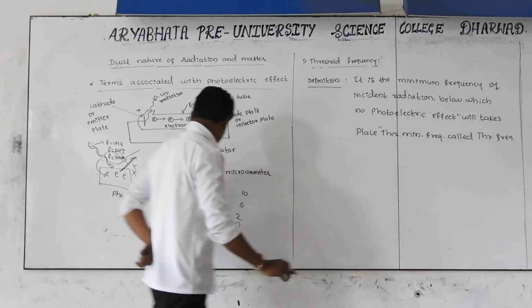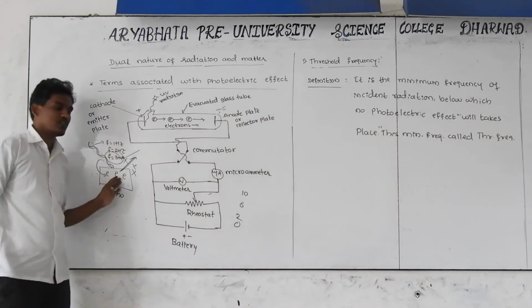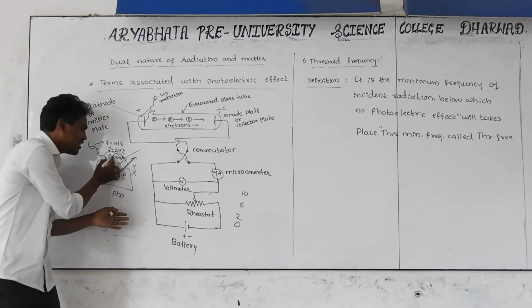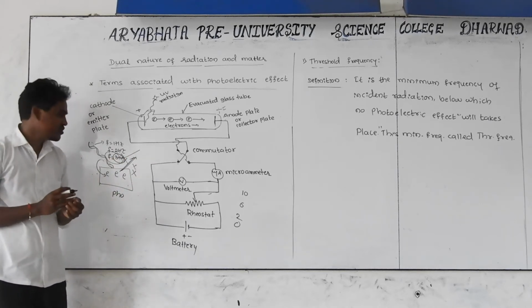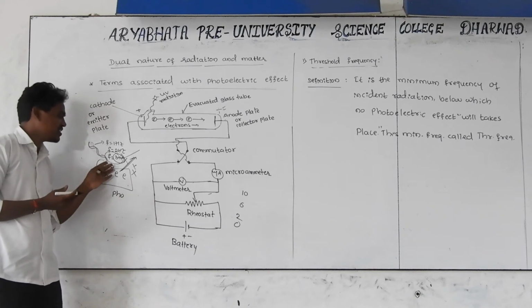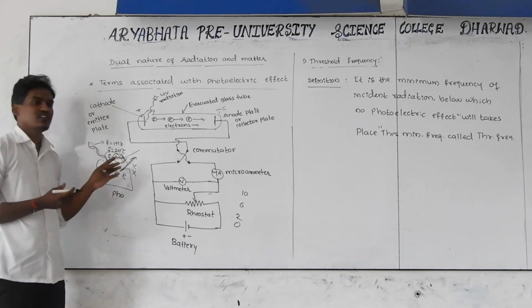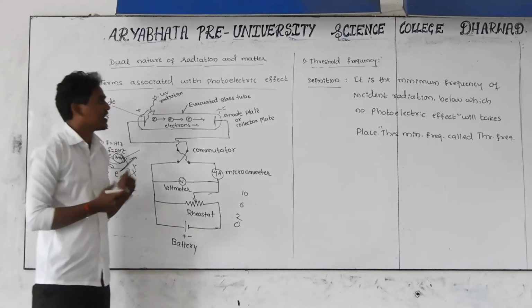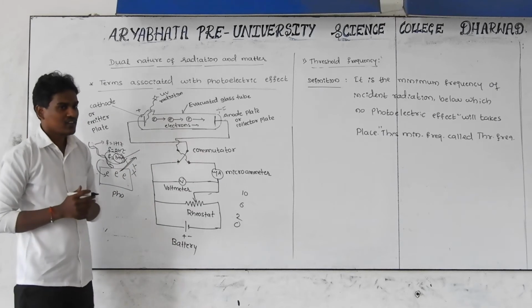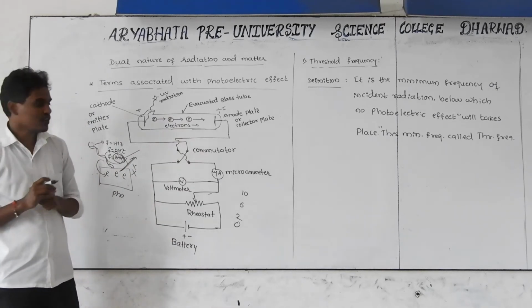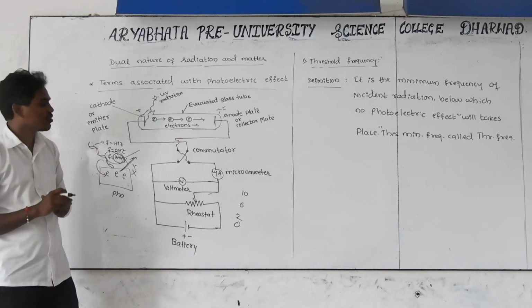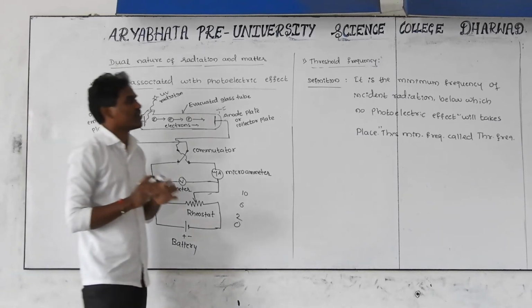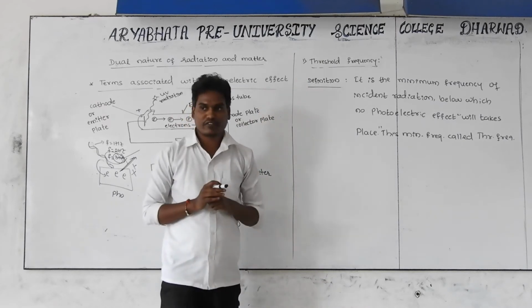Here, for example, at 1 Hz there is no photoelectric effect, at 2 Hz no, and at 3 Hz there is suddenly an emission of electrons. If the frequency of radiation is lower than 3 Hz, you do not get the emission of electrons, which means no photoelectric effect takes place. That's why a minimum or suitable frequency is required to emit electrons from the surface of the metal. That minimum or suitable frequency is called the threshold frequency.